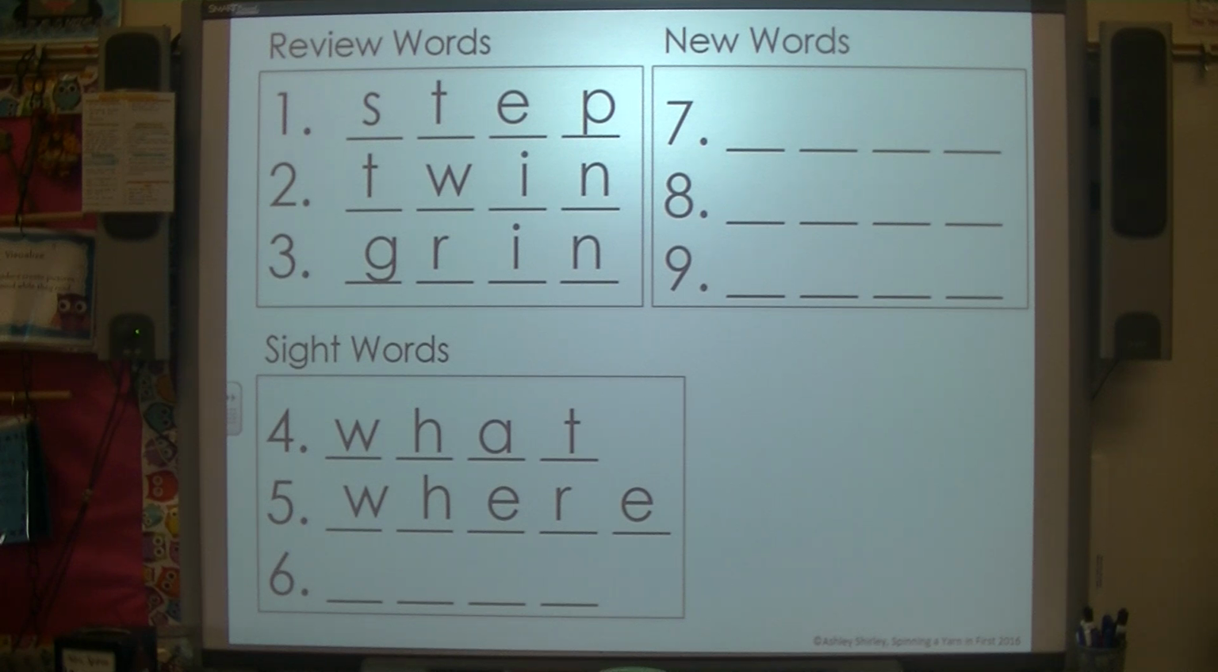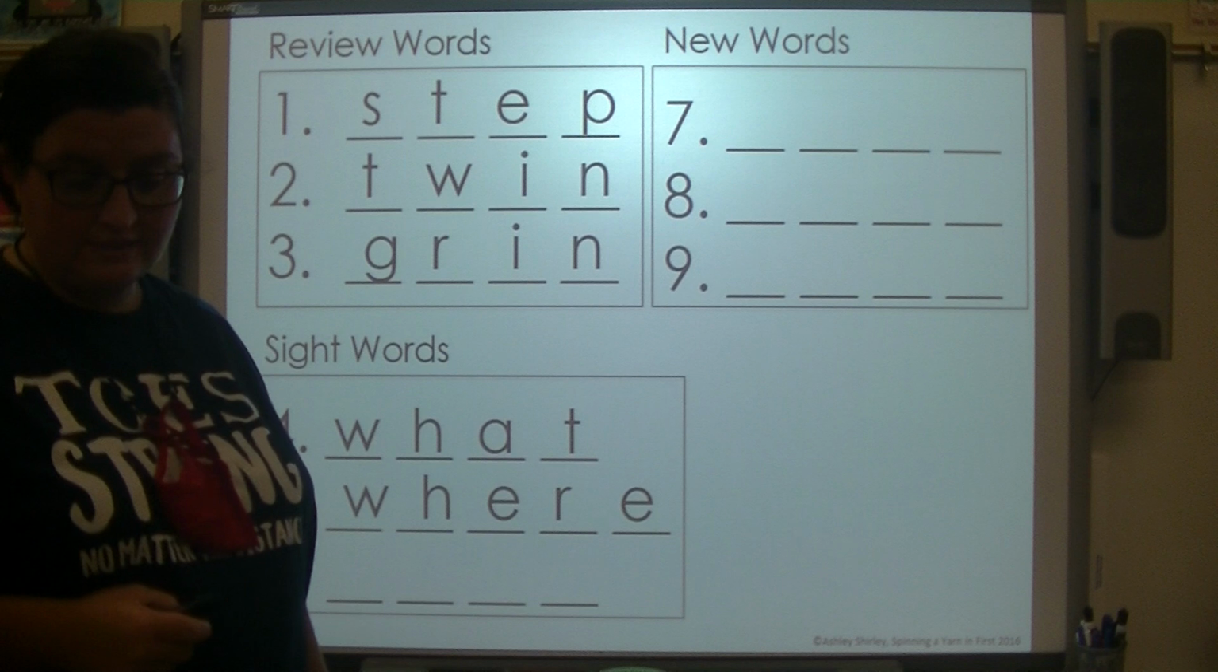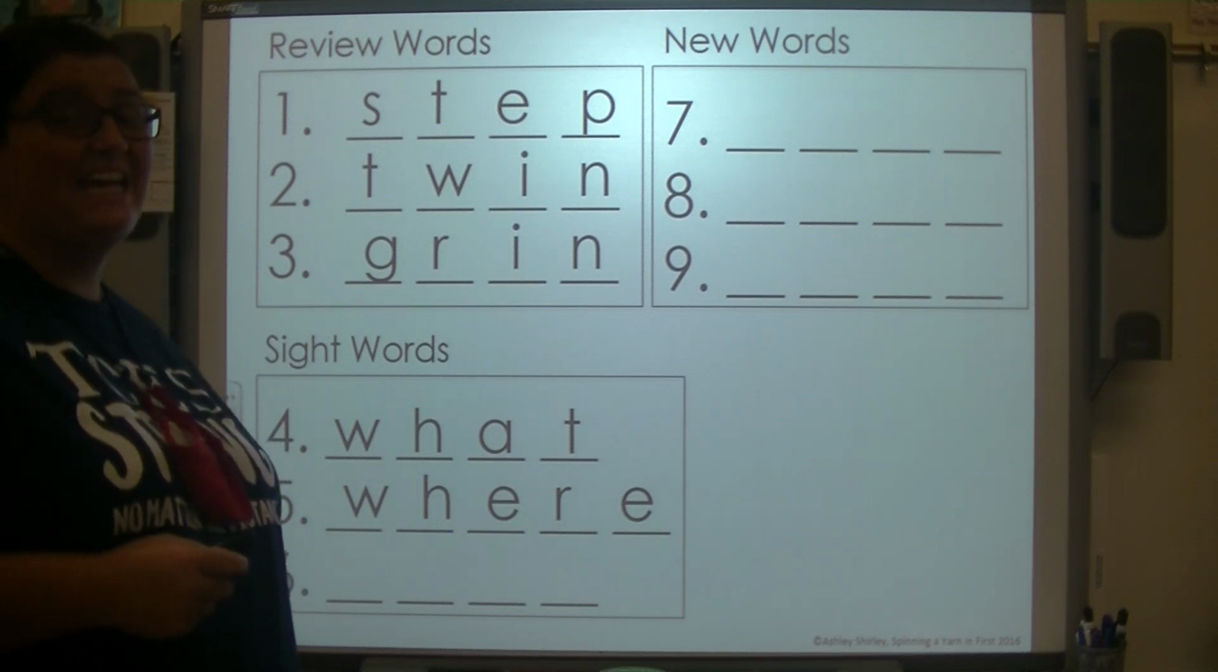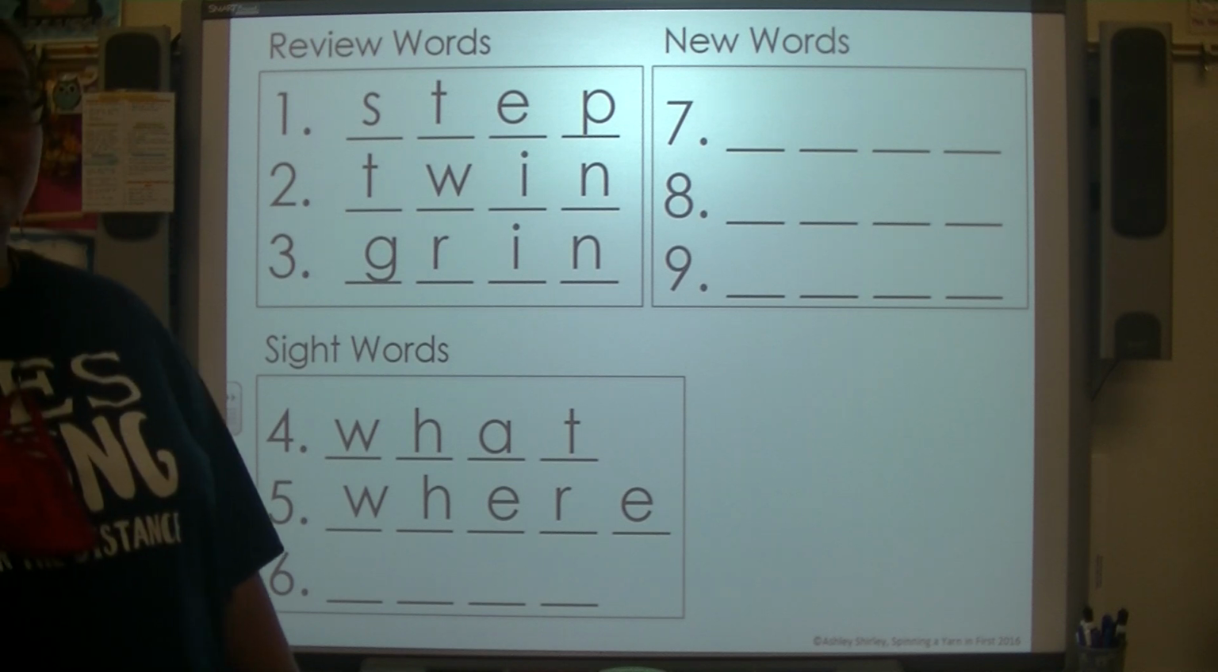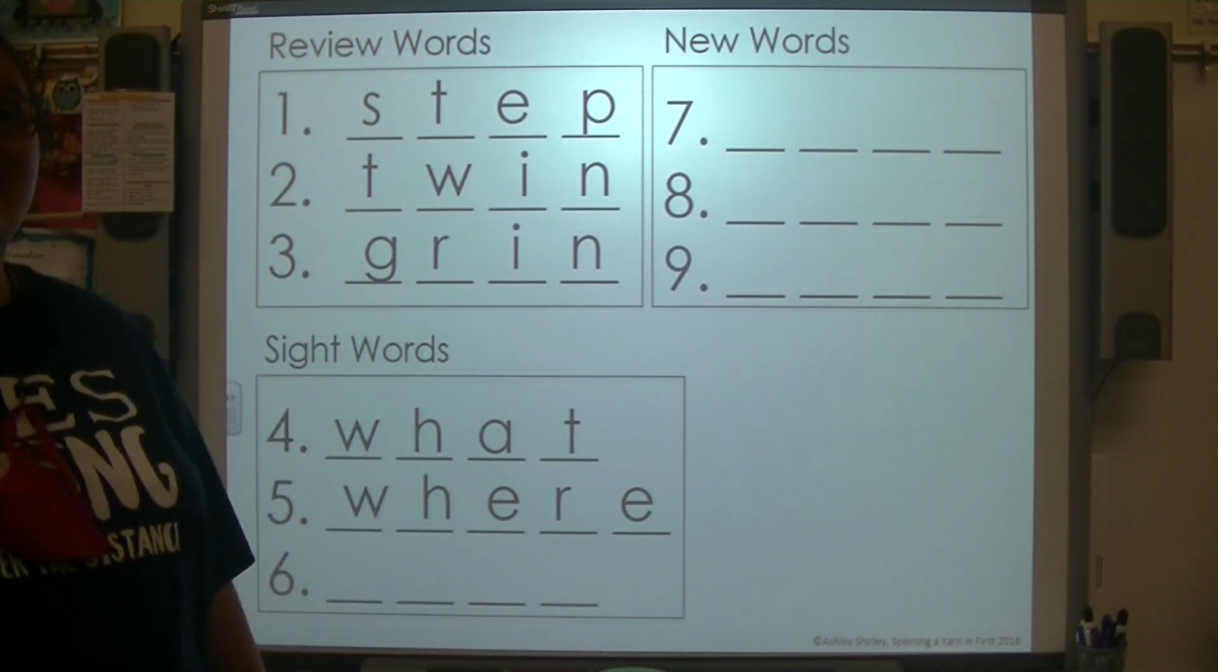All right, let's check your word. Where? Let's spell it. W-H-E-R-E. What word? Yes, where? All right, number 6. They. They are my friends. They.